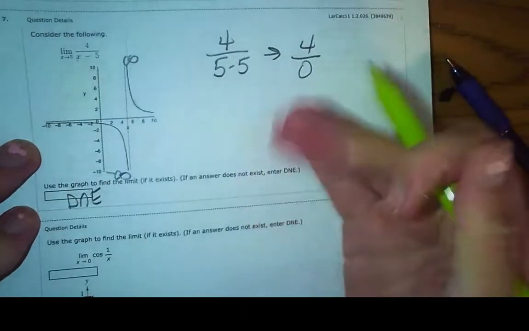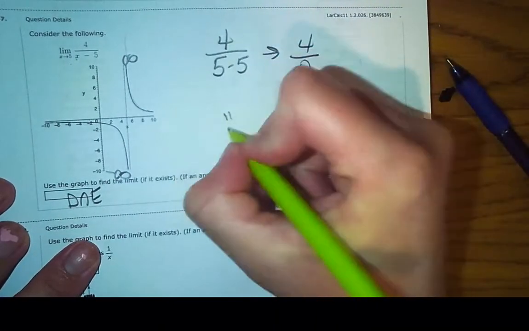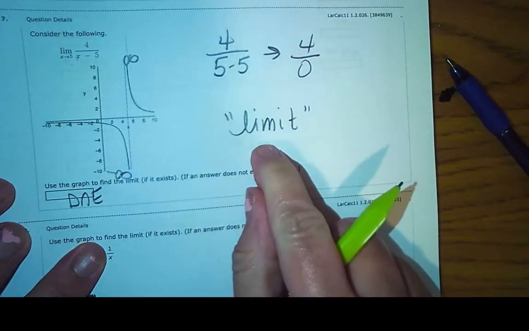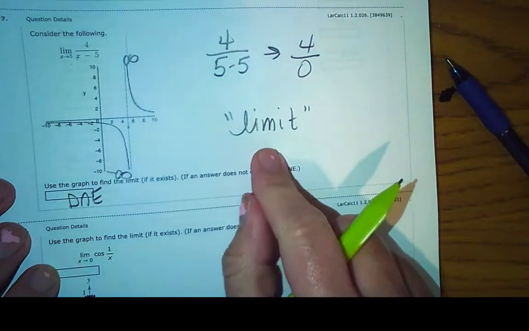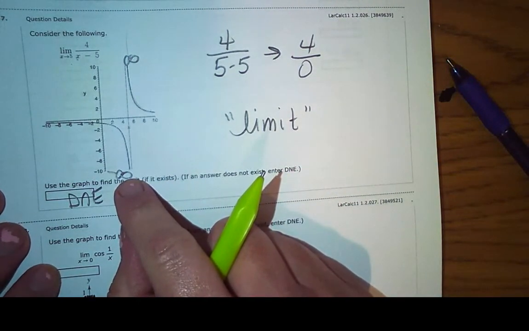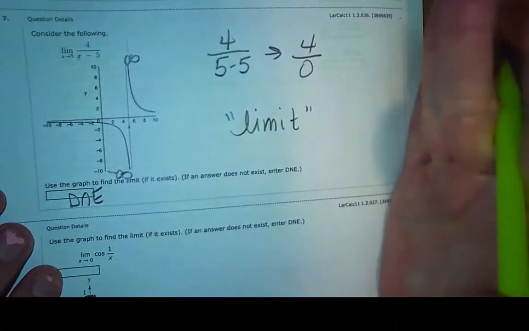Now I need to modify something for a second because you need to listen to what you're saying. You are saying the word limit. What are you approaching? You can never approach negative infinity because it's endless. You can never approach positive infinity because it's endless.